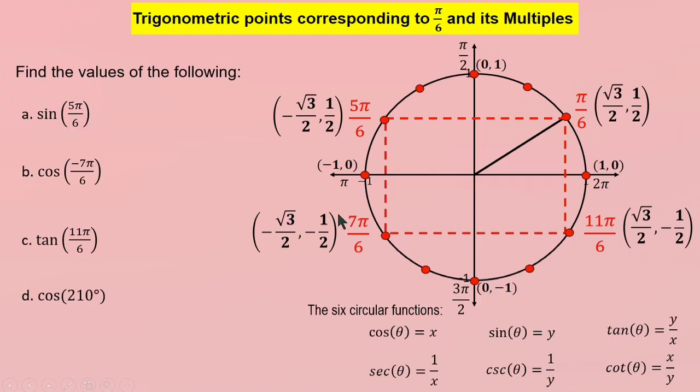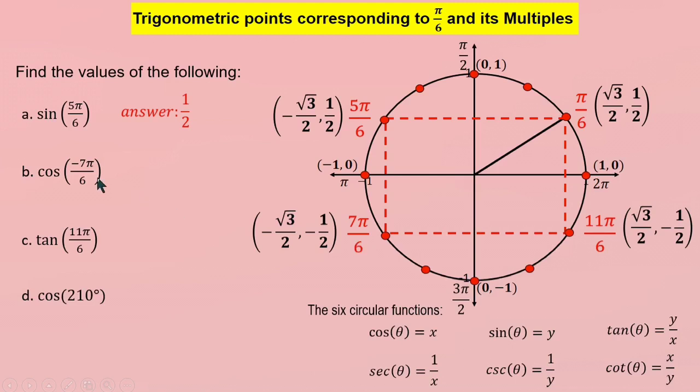And we can determine this value right here. Since we're looking for the value of sine, which is equal to y, the answer is 1/2, the y coordinate of this point. Letter B, what is cosine negative 7 pi over 6? On the unit circle, we cannot immediately see negative 7 pi over 6 since this one is positive.